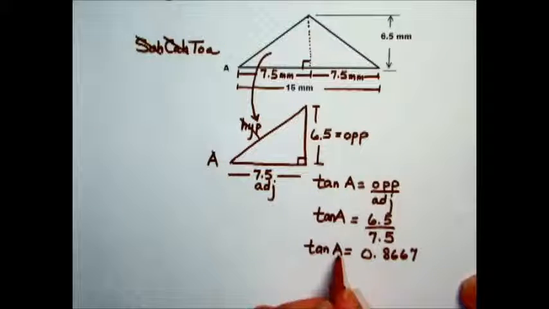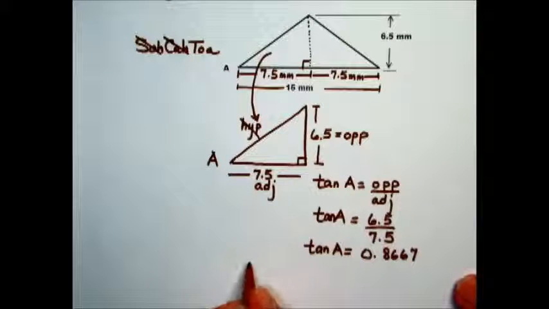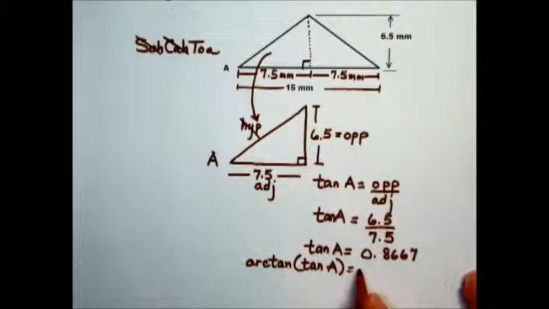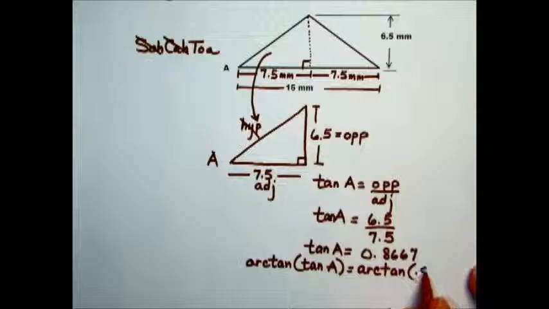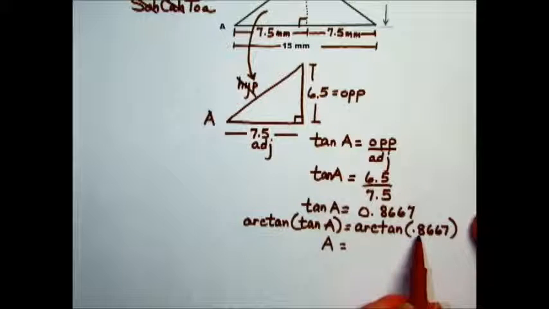Continuing, next, we need to get A by itself. To eliminate or undo the tangent, we will take its inverse, which is the arctangent of the tangent. Since we're taking the arctangent on the left, we will take the arctangent on the right to maintain equality. Arctangent of tangent leaves us with angle A, and we will use our calculator then to find the arctangent.